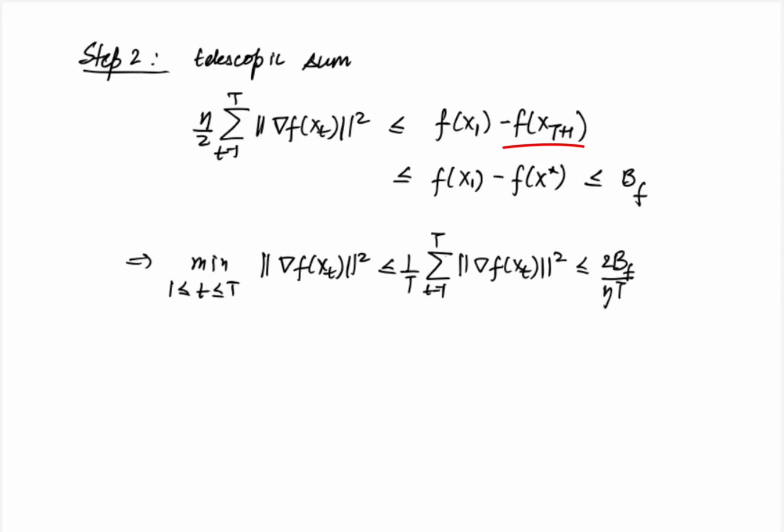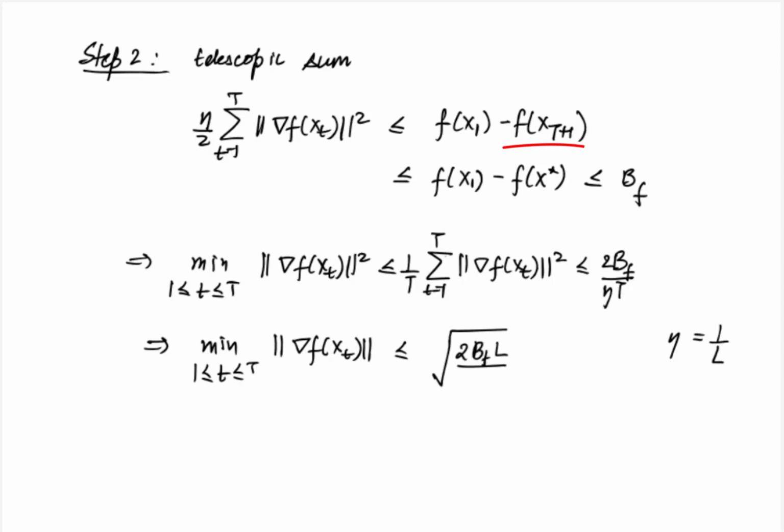So we have used the fact that the minimum is always less than or equal to the average. This suggests that we should use eta to be as large as possible so that the bound becomes as small as possible. Therefore, we obtain eta equal to 1 over L. We cannot go higher because in the first step we required eta to be less than 1 by L. Taking square root on both sides, we have the final bound that the minimum of the gradients from 1 to capital T is less than or equal to square root of 2bf L by capital T.